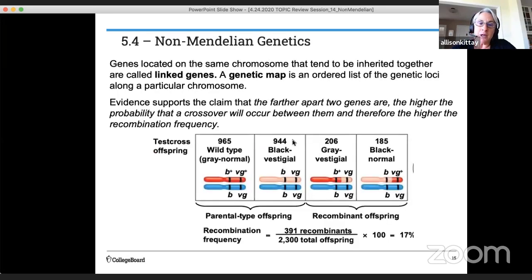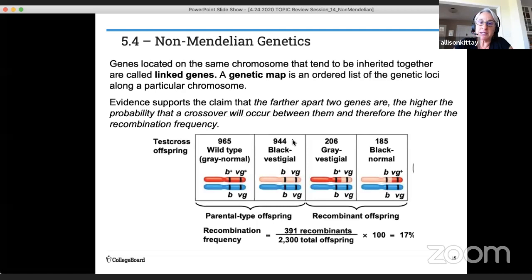The first thing, and this goes back to the meiosis lab, is that there's evidence that supports the claim that the farther apart two genes are, the higher the probability that a crossover will occur between them, and therefore the higher the recombination frequency. So the farther apart those genes are on the chromosome, the larger that number.